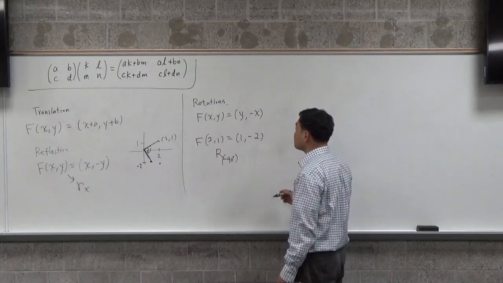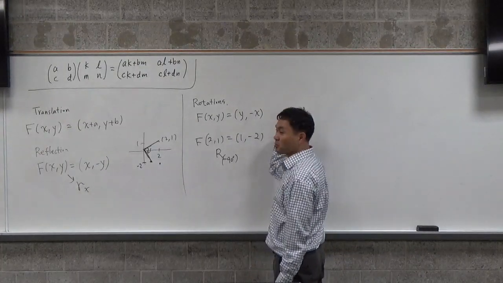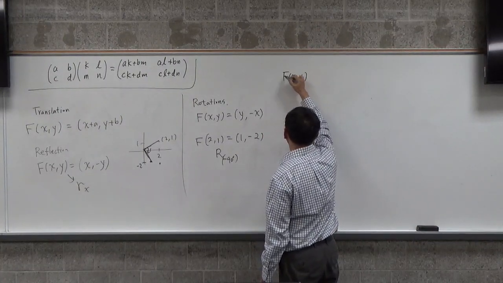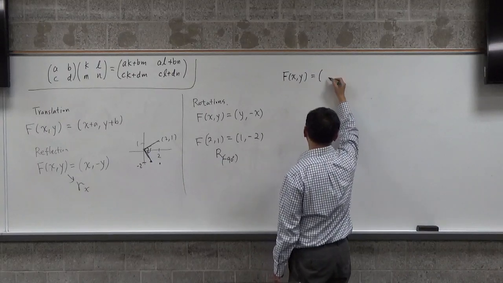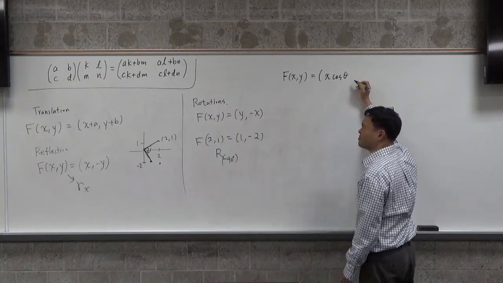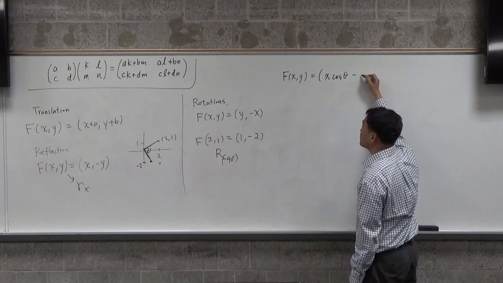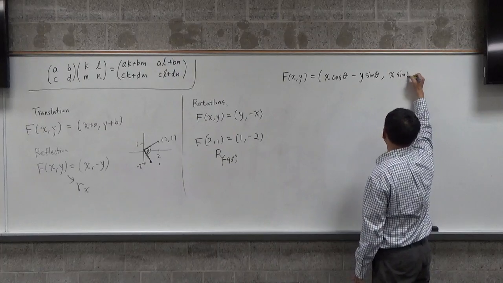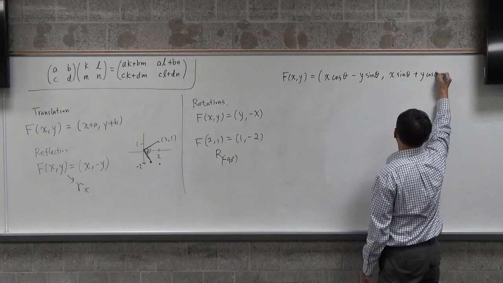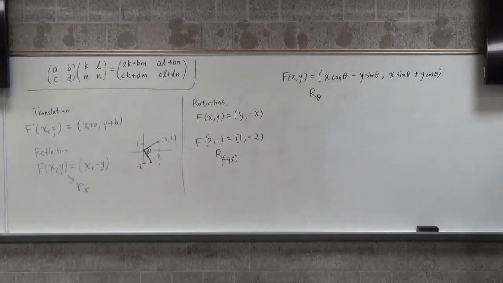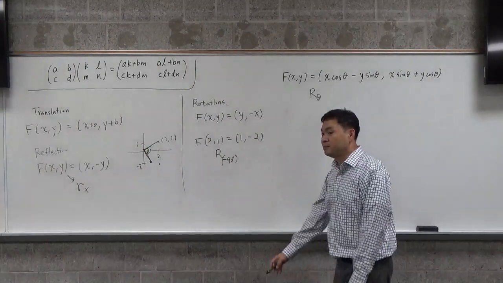Well, if you're interested in how you do rotations in arbitrary theta degrees, let me write it. You don't have to know this. It's something like this: x times cosine of theta minus y times sine of theta, and x times sine of theta plus y times cosine of theta. This will rotate anything by theta degrees. Which you don't have to know, okay?